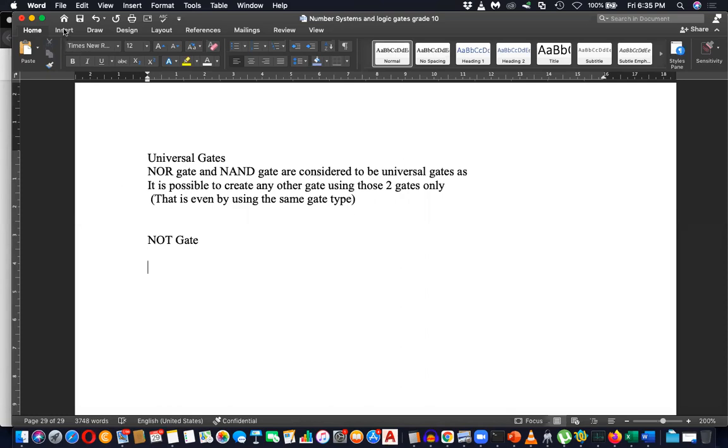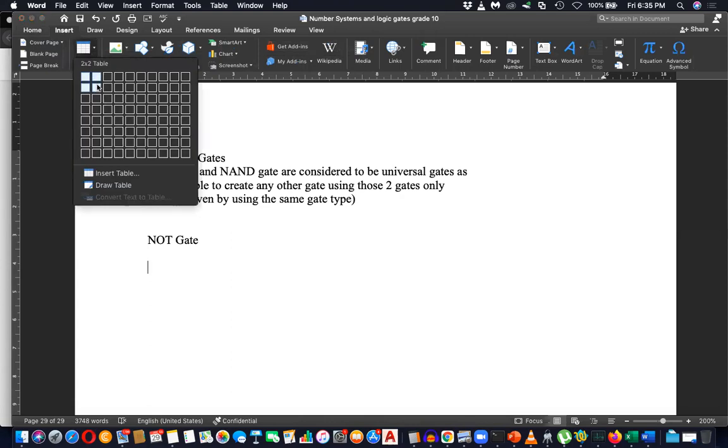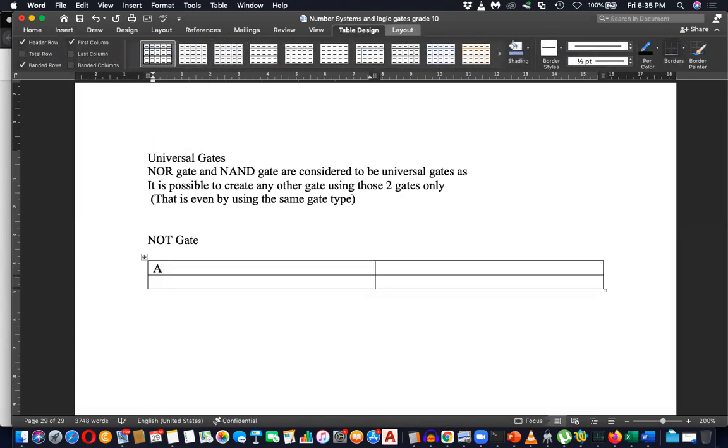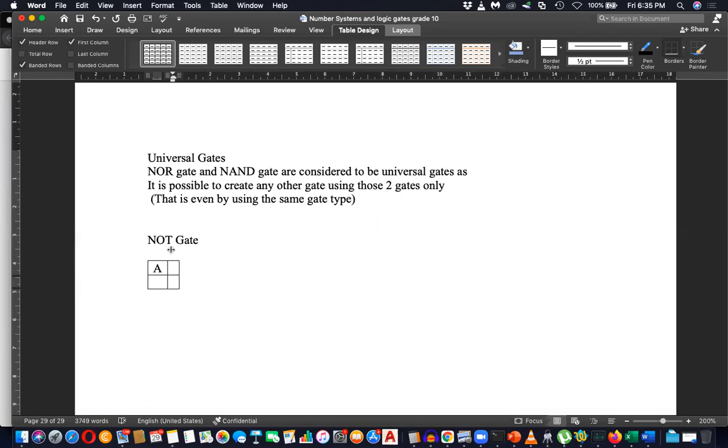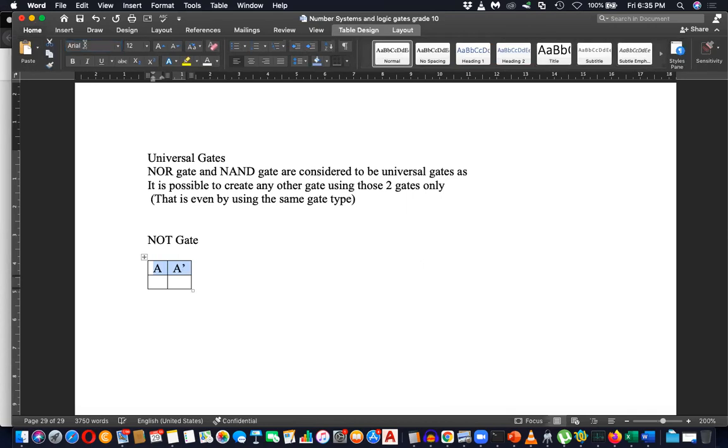And the truth table for the NOT gate is this. If you have A as the input, and A NOT as the output, what this truth table does is, if A is 0, A NOT will become 1. And if A is 1, A NOT will become 0. This is the truth table for the NOT gate.